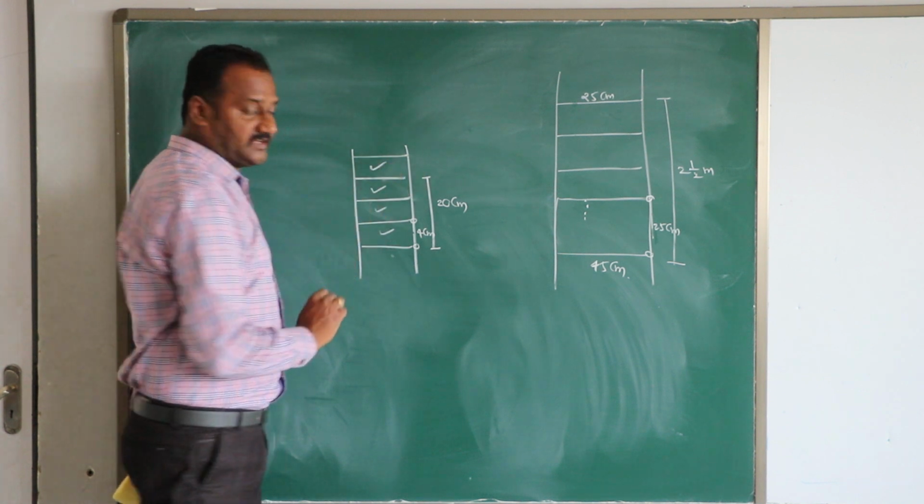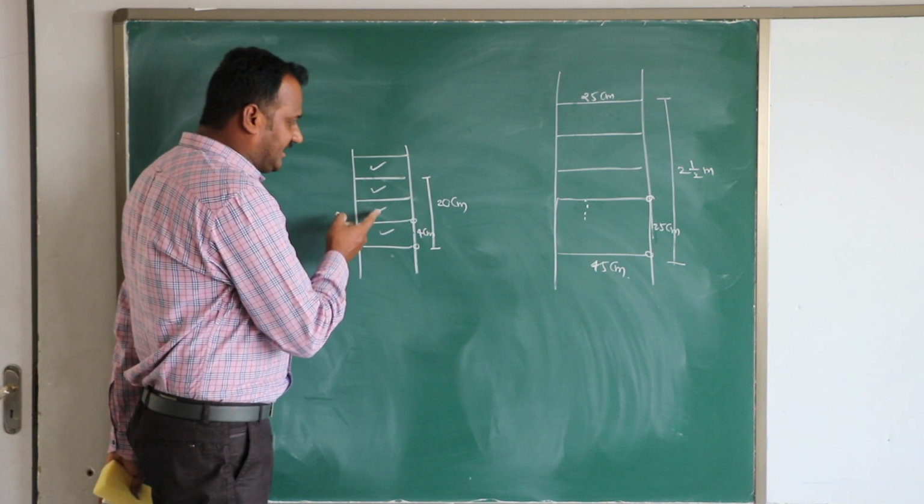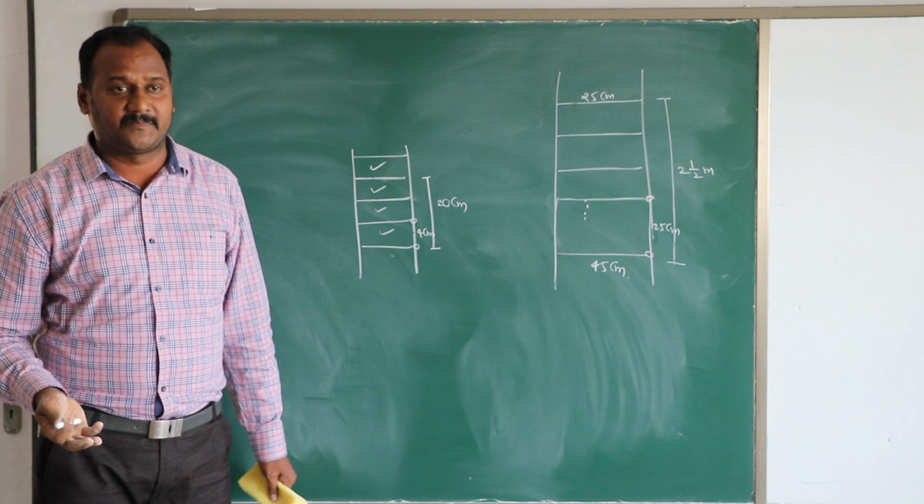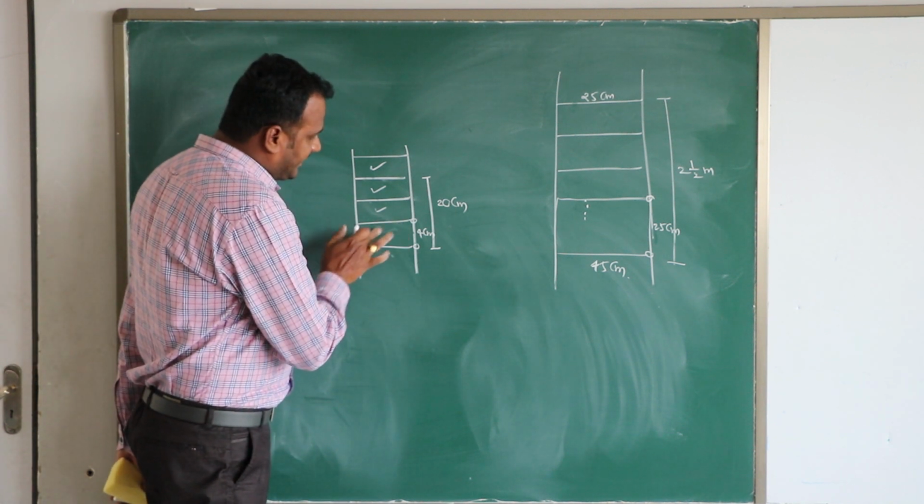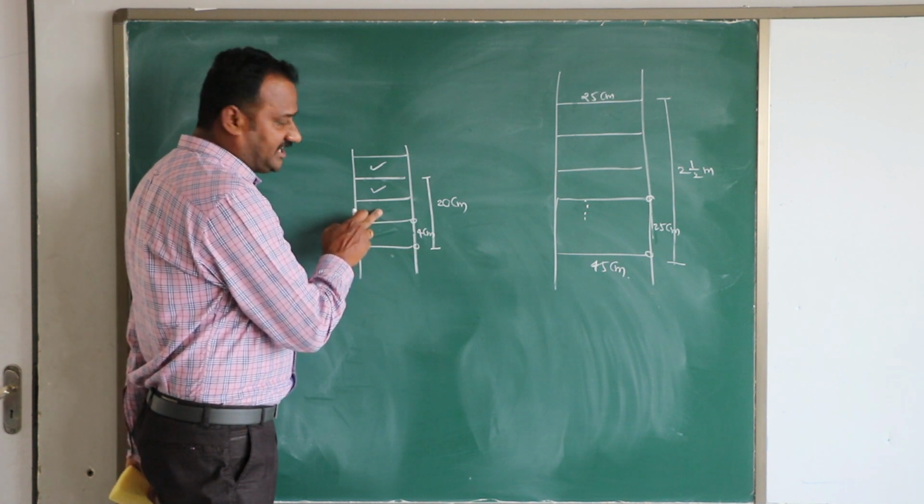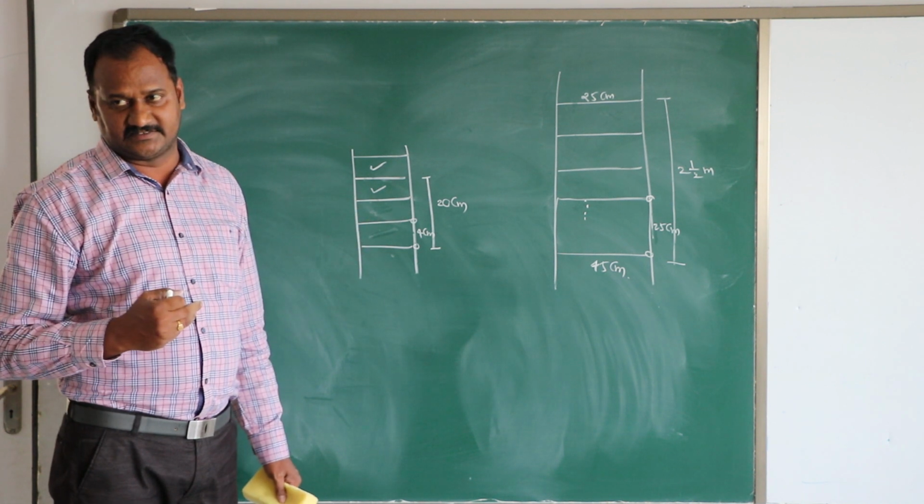Now there are 4 gaps. When there are 4 gaps, how many rungs are there? There are 5 rungs, right? See, this is the gap and this is the gap. If there are 2 gaps, it means there are 3 rungs, right?